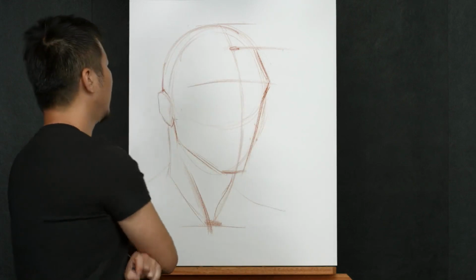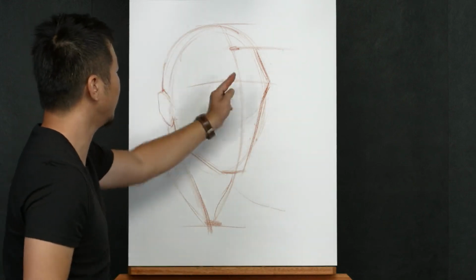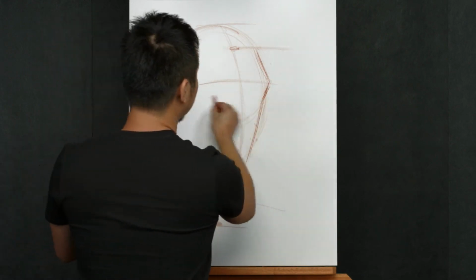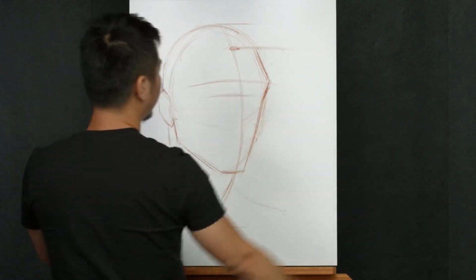Right? Draw it too long. Don't make it too short. Draw it way too long. We can come back and trim. That's our eyeball line. And where this plane ends, that's our eye line. It's going to be somewhere just right here.